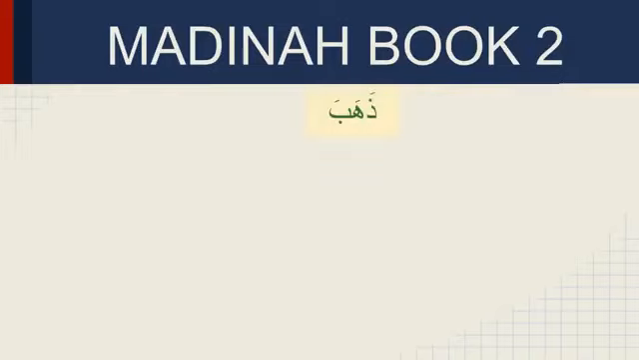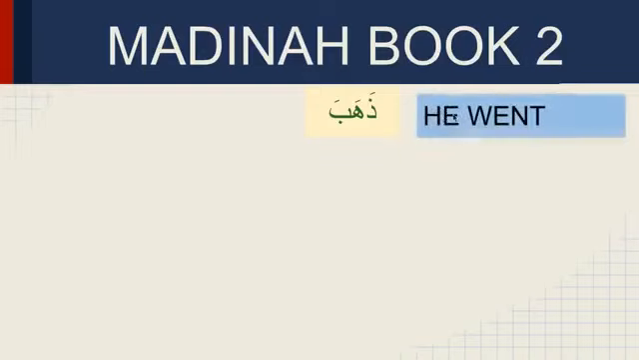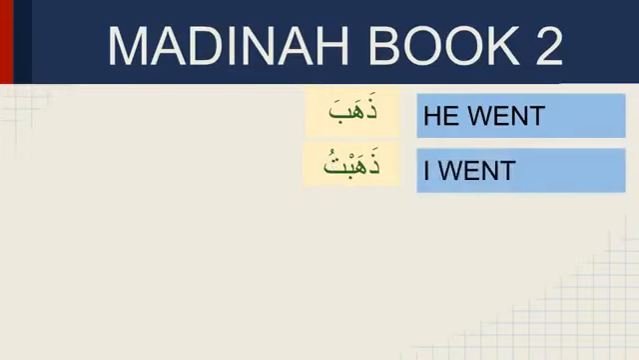If I say dhahaba, what are we looking for? We're looking for the fa'al and fa'il. The fa'il is not attached to the verb, which means it's mustatir, and its taqdir is huwa. How do we translate? We say he went. So he is the fa'il and went is the fa'al. If we say dhahabtu, where is the fa'il here? We can see tu is attached to dhahab. Dhahab is the fa'al, tu is the fa'il. But when we translate, we say tu means ana, I went.